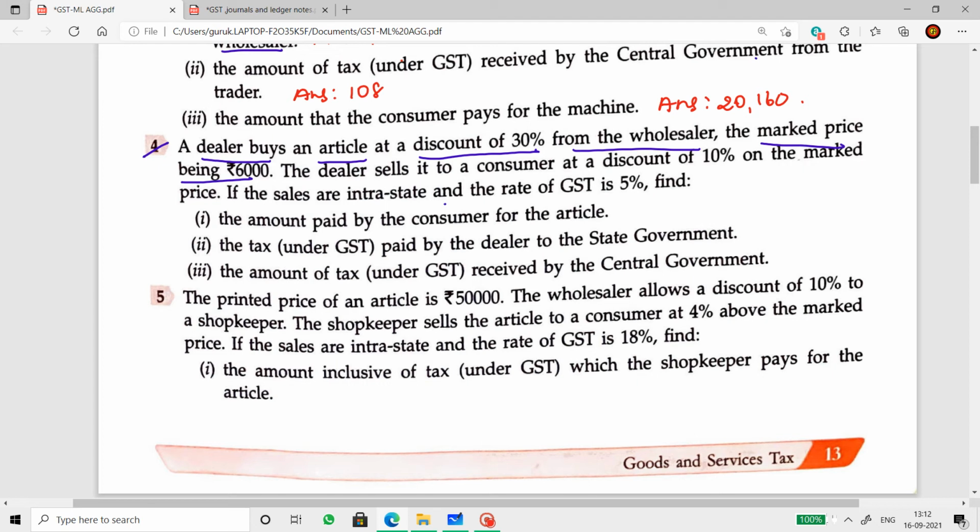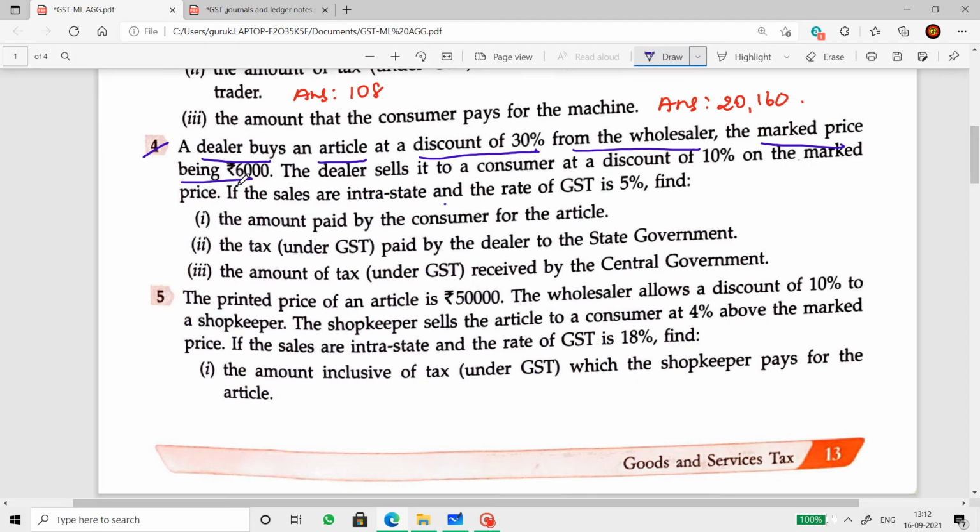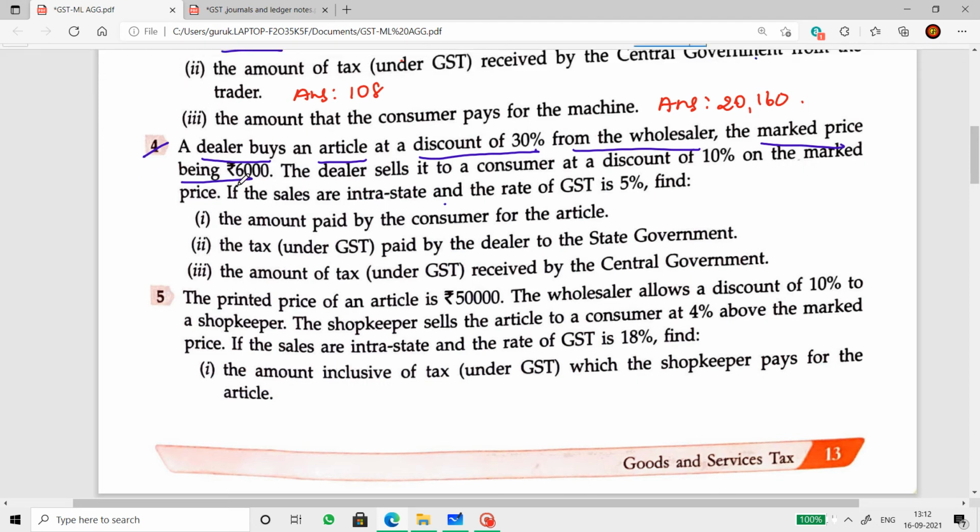Alright, so the marked price is 6,000 rupees. The dealer sells it to the consumer at a discount of 10% on the marked price. The sale here is intra-state. GST rate is 5%.